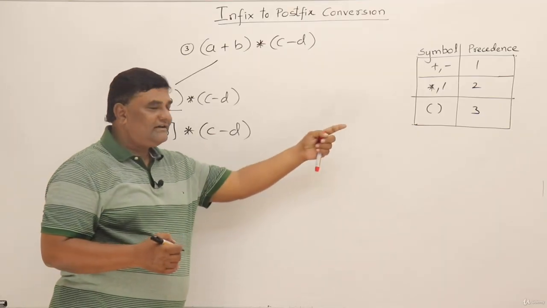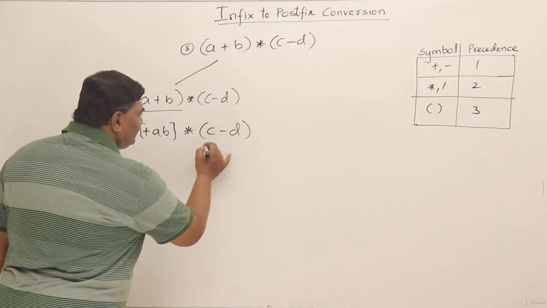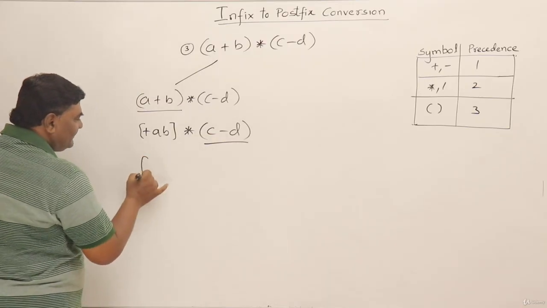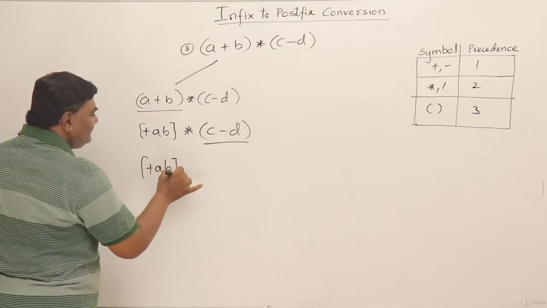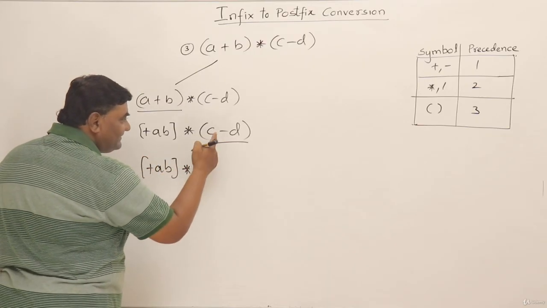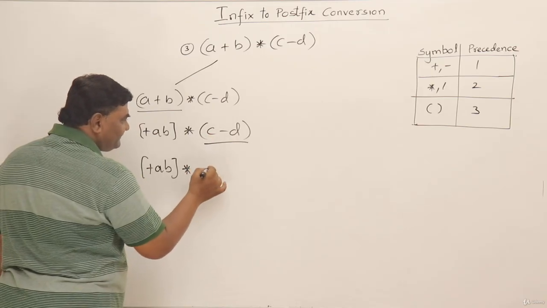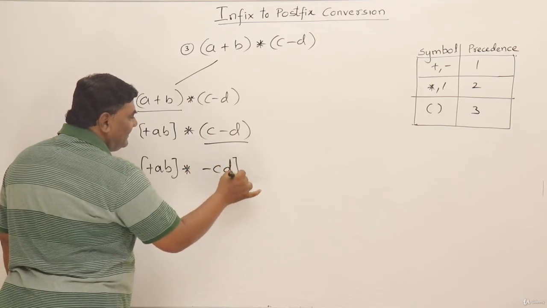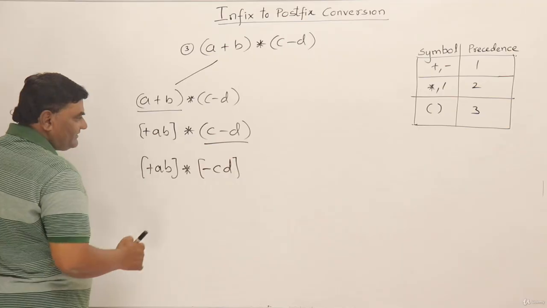Multiplication or bracket? Bracket is having higher precedence. So convert this into prefix form. So this left hand side is as it is, then star also same. Then this has to be converted to prefix. So this is minus C D and this is prefix.